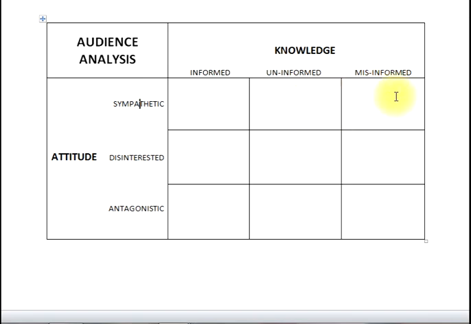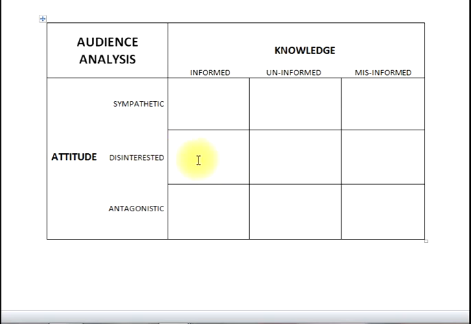And this is especially the case if the audience is sympathetic and misinformed, because they like what they hear, but they got the wrong data. These people are especially prone to switch sides when they get the right information. All right, now disinterested just means they don't lean one way or the other. They're not for your persuasive topic. They're not against it. They're neutral. All right, neutral might be the word here.